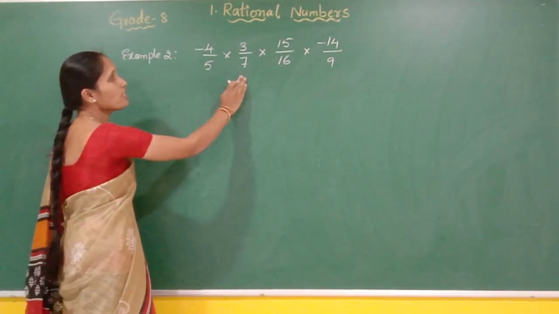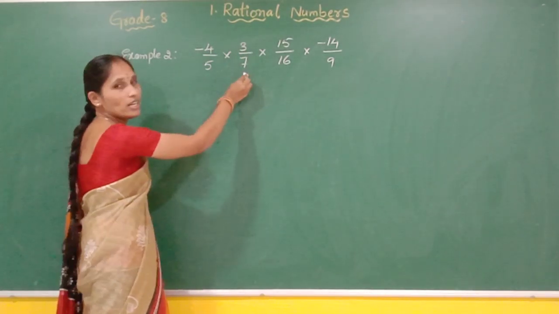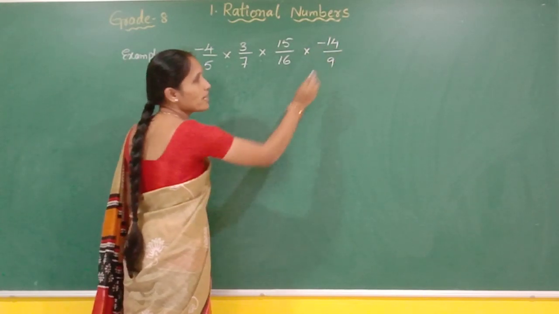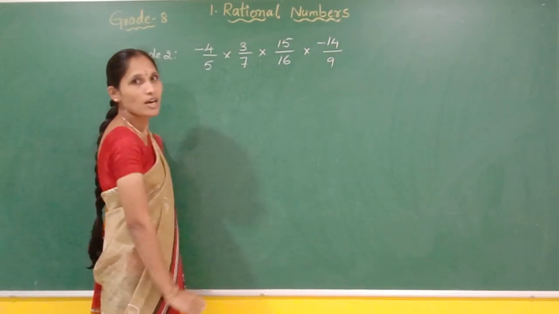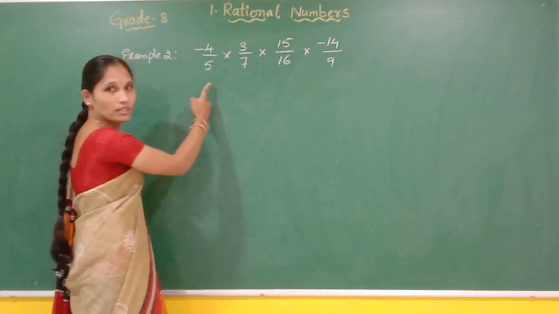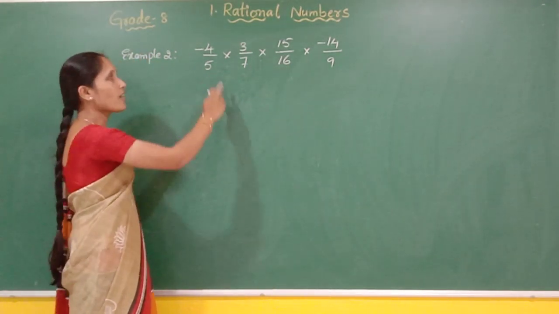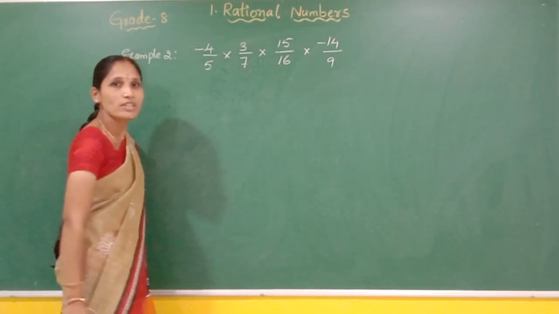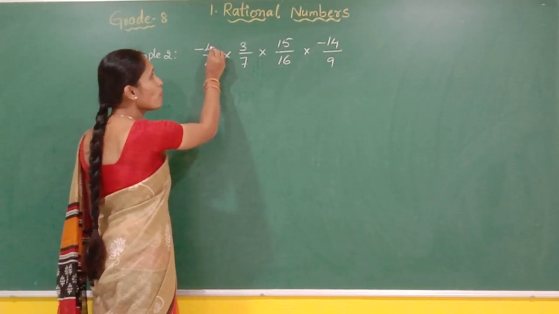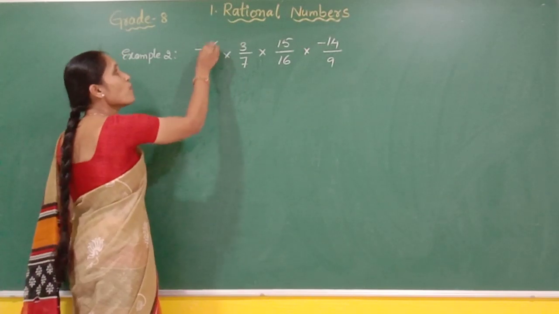Observe here, children. The given numbers are minus 4 by 5 into 3 by 7 into minus 15 by 16 into minus 14 by 9, which is a multiplication. Observe the numerators: 4, 3, 15, 14. Denominators are 5, 7, 16, 9. What do you observe here? This 4 and 16 have a common factor, that is 4. Cancel this numerator 4 and denominator 16 with 4. 4 1s are 4.